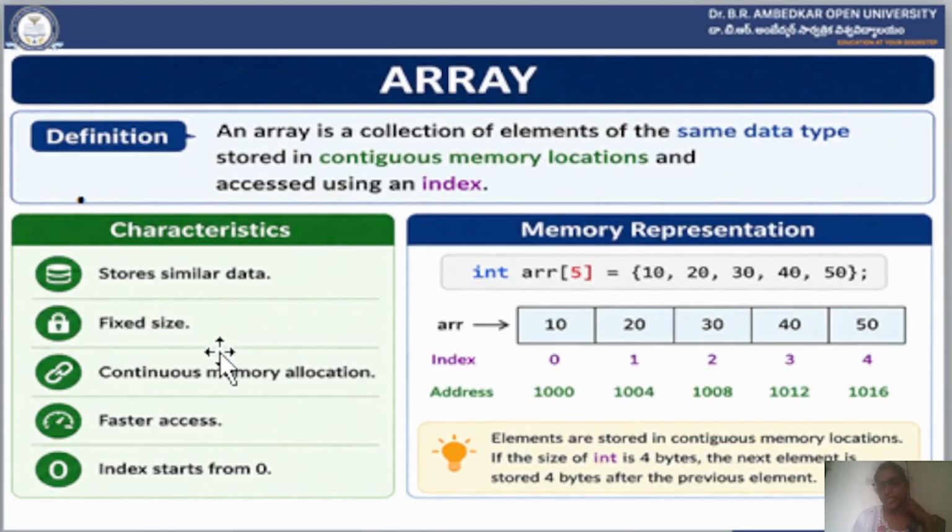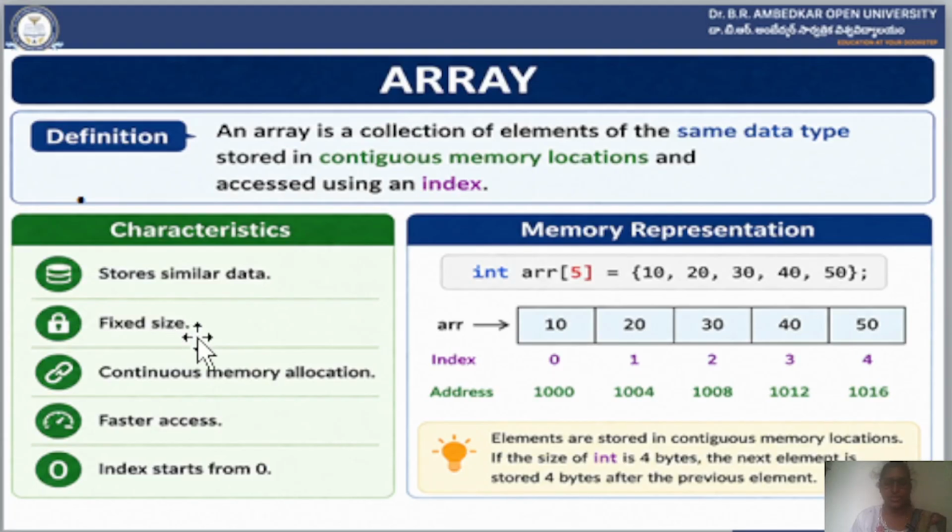So, characteristics of an array. The first characteristic is it stores similar data. An array can store only similar data. For example, here 5 integer values are there, 5 numbers are there, and all the numbers are integers. So an array can store only one similar data type.